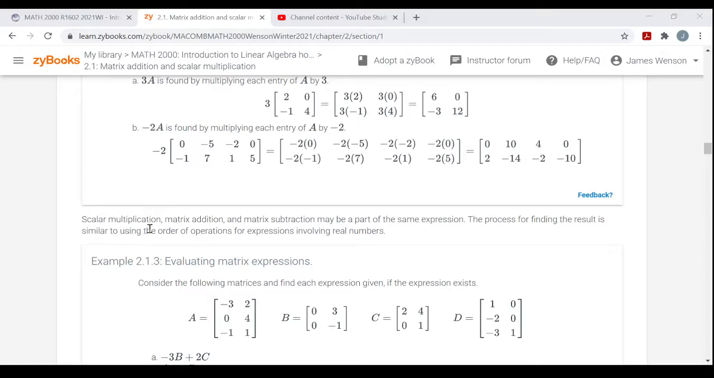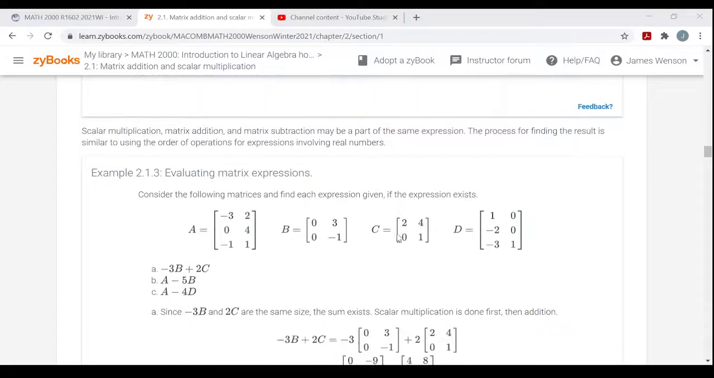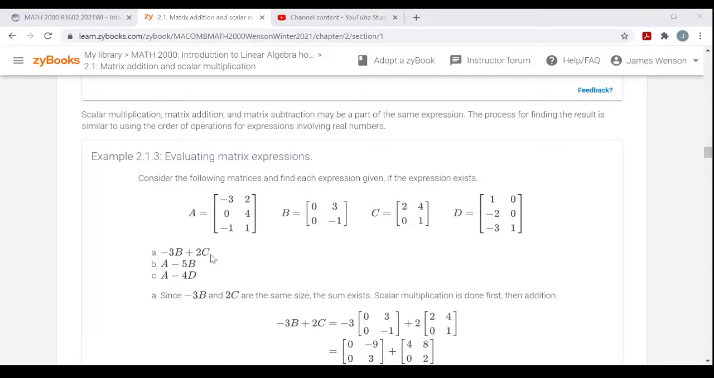All right, now scalar multiplication, matrix addition, and matrix subtraction may be part of the same expression. So we can do multiple operations in the same expression. The process for finding the result is similar to using the order of operations. Remember, order of operations, you do multiplication first, then addition. So if you see something like -3B + 2C, you do the scalar multiplications first, multiply B by -3, multiply C by 2, and then add them together.